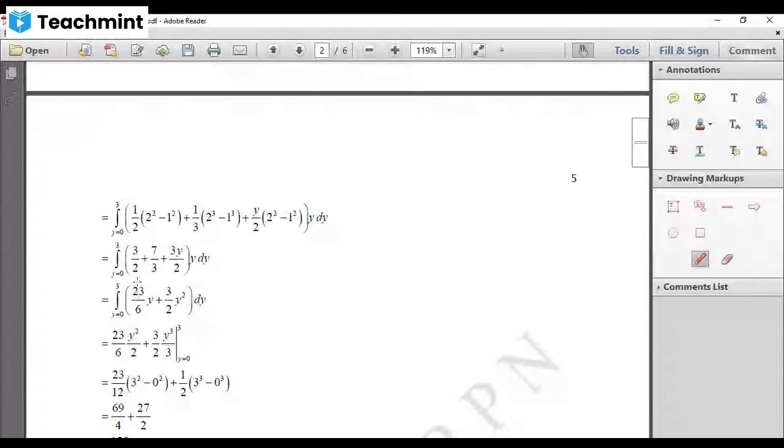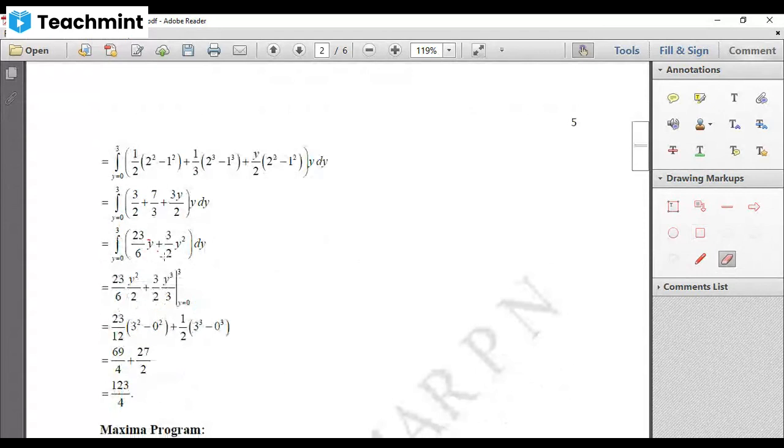Oh, sorry, here this y will not come, right? Okay, sorry. Now this is 23 by 6 plus 3y by 2. Now there is one y outside. You multiply that with this so that you will get 23 by 6 into y plus 3 by 2 y square into dy.